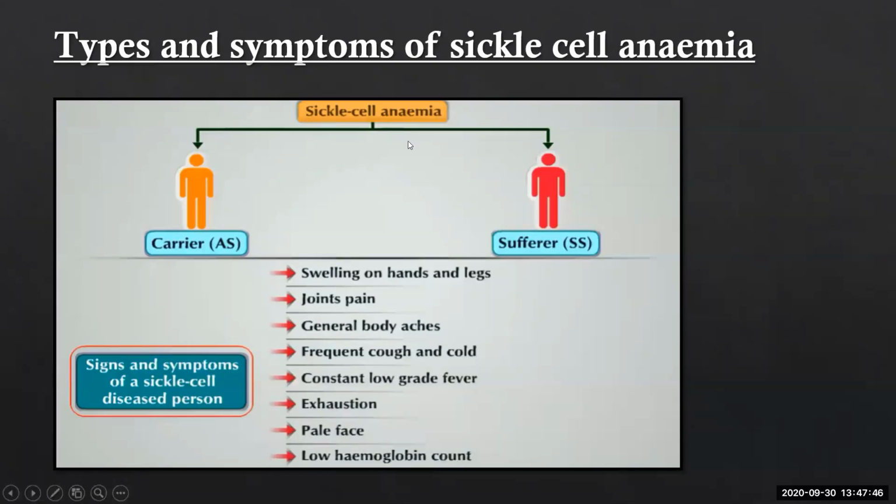And which are the types of sickle cell anemia? Carrier, that is denoted with AS, and sufferer, that is SS. And the symptoms are swelling on hands and legs, joint pain, then frequent cough and cold, constant low grade fever, exhaustion, pale face, then low hemoglobin count.